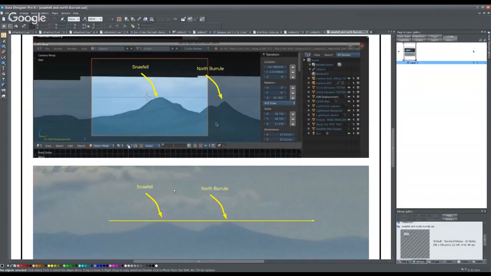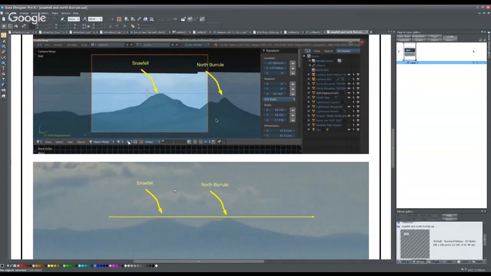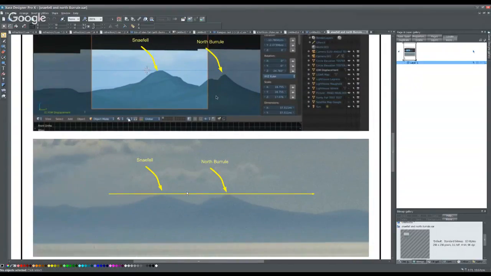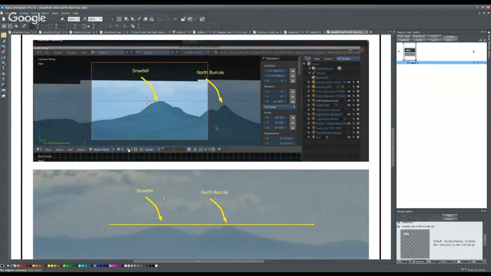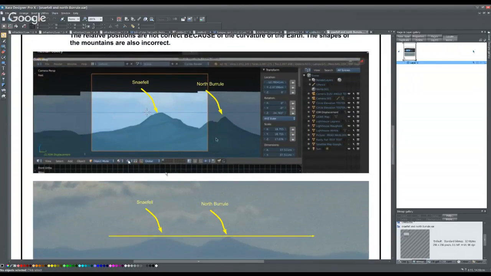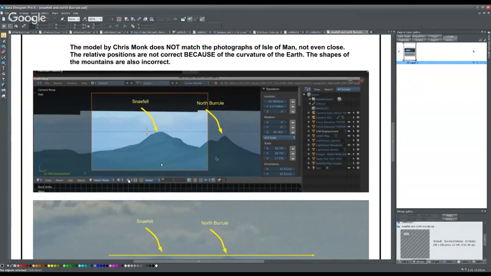Though I suppose I got him some mitigation in the fact that it was cloudy. But if he bothered to go and investigate like I've done here, I've got another image of the two peaks on another picture. North Barrule is higher than Snæfell, and as we've seen subsequently in other images, they are. But if you just choose the composite, there is a bit of cloud there, I suppose. Yeah, but the point is, he didn't. Just like all flat earthers, he did not bother to check the results of what he was modelling against reality. And so you end up with this ridiculous result.